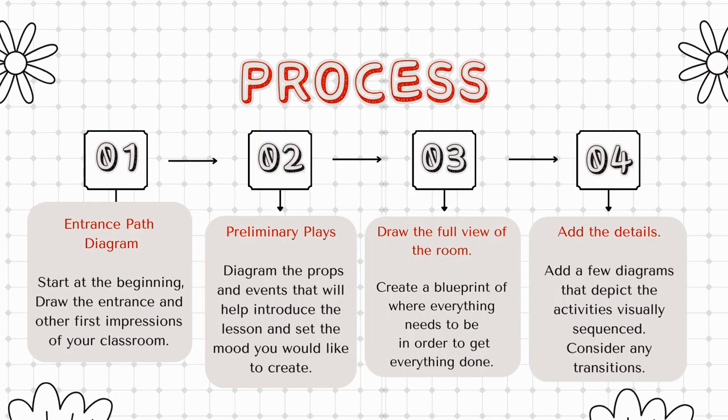So there is a 4-step process to visual lesson planning. In the first step, you start at the beginning and you draw the entrance to your classroom and other first impressions that your students might have. Do they have to take a few steps around that drying rack full of yesterday's completed work? Are they going to walk into a dimly lit room full of aesthetic lighting where you've set out some moody still life for them to draw? What's it going to be like when they first walk in the room?